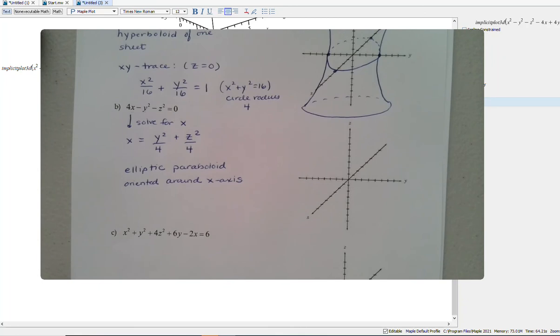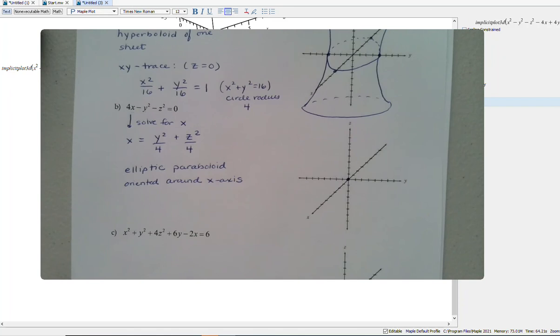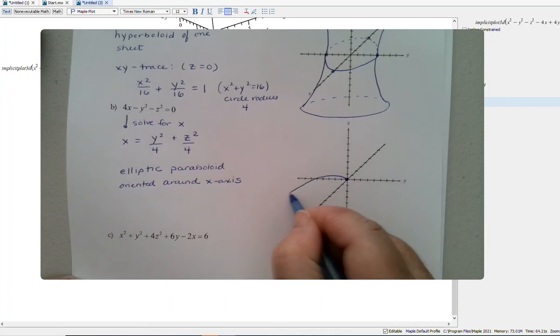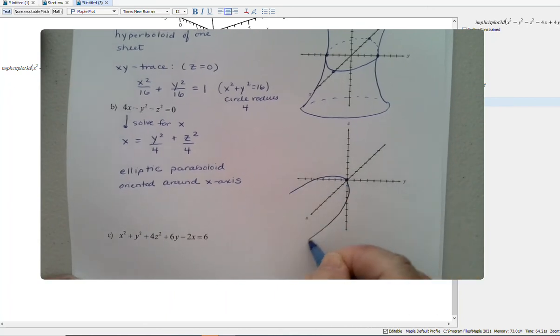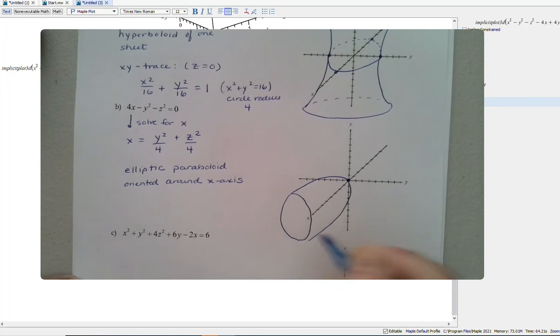I'm going to pretty much just sketch from there. There were no shifts, so I'm assuming that my vertex would still be here at the origin. And then I'm just going to draw that kind of a bowl-shaped thing, if you will, coming out and opening around the x-axis, like so.